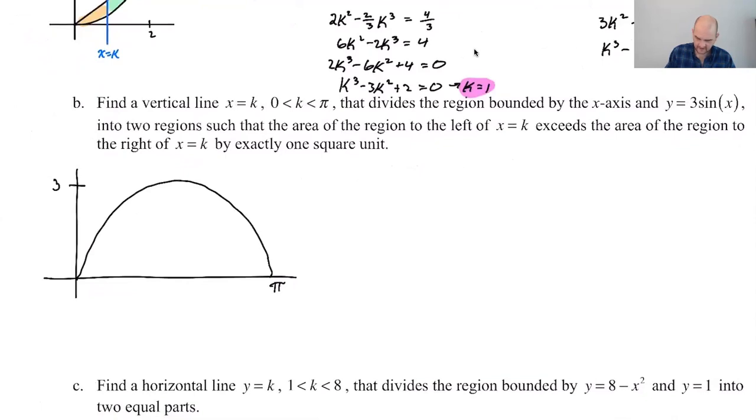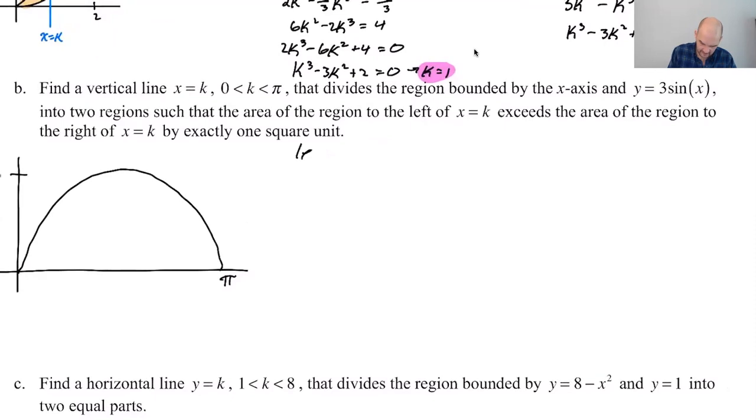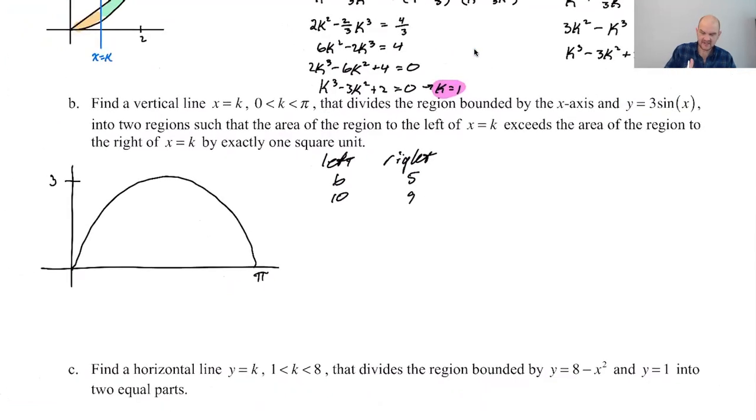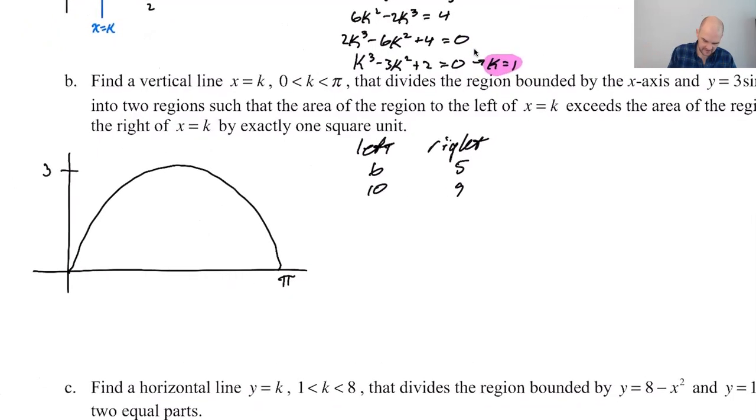The area of the region to the left of k exceeds the area of the region to the right by exactly 1 unit. So the area to the left is bigger, right? So we have the left and the right, and the left exceeds the right by 1. So if this is 6, then the right would be 5. If this was 10, then the right would be 9, because the area on the left exceeds the area on the right by 1. So I'm going to try to draw that.